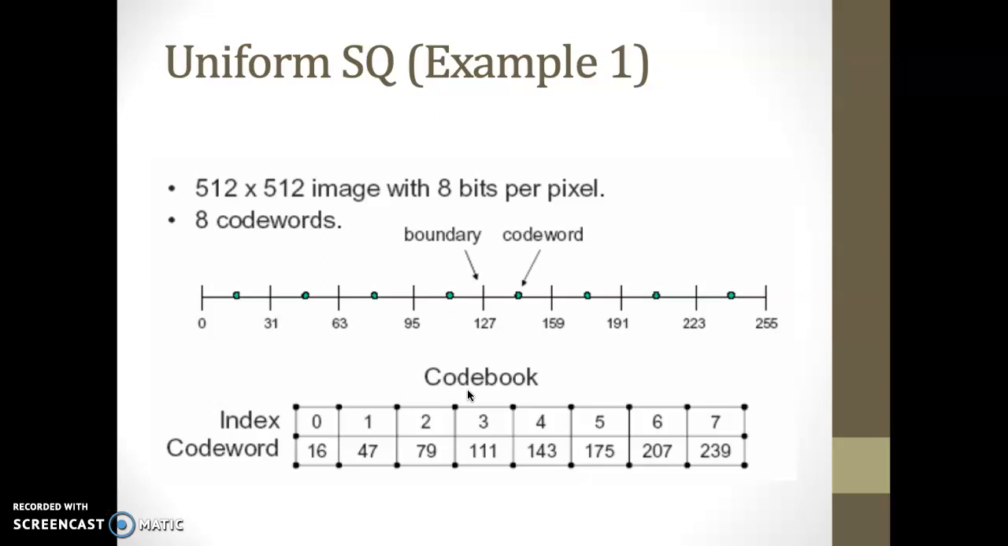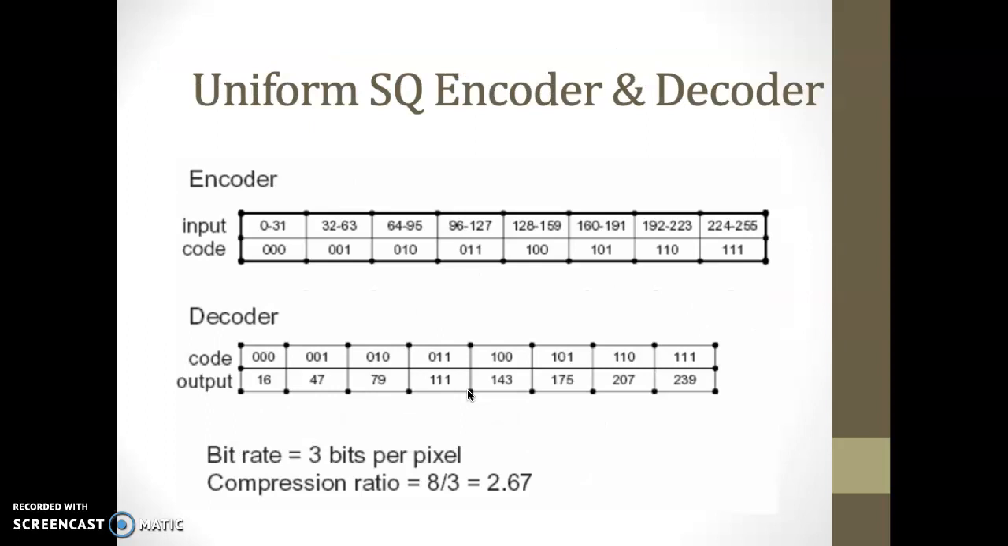If you want to reconstruct back the input image, this is the encoder, then you do the decoder. So the bit rate is 3 bits per pixel, and the compression ratio you can get is up to 2.67, which is 8 divided by 3.